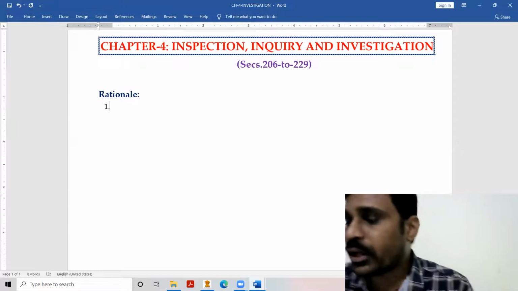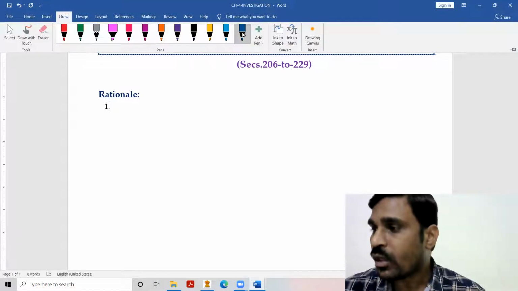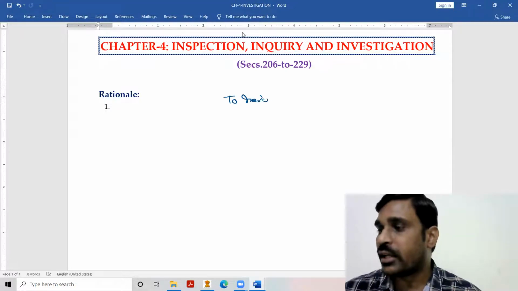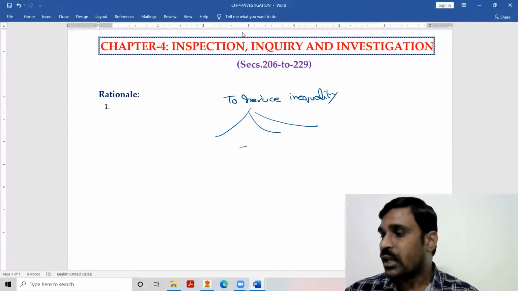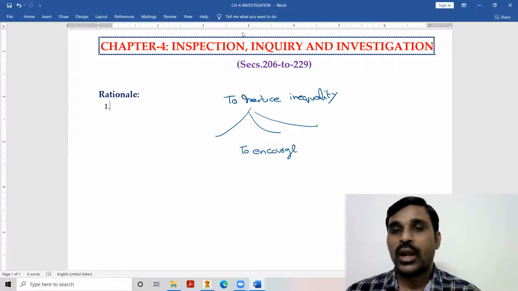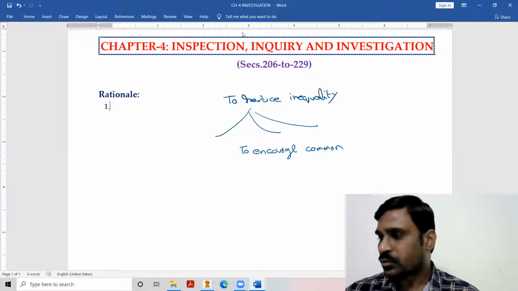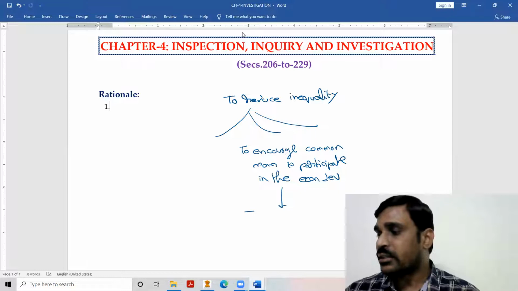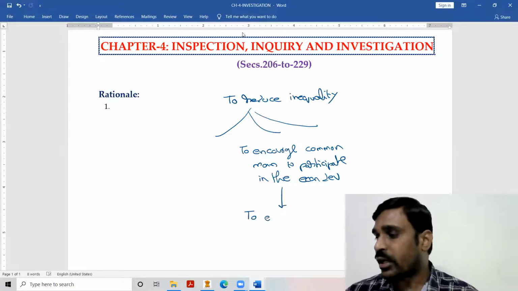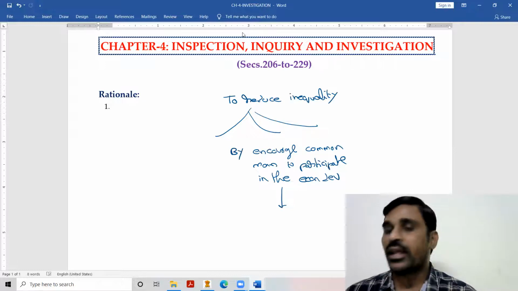So what is the ultimate goal of the government? To reduce inequality. To reduce inequality, the government has taken various steps. One of the steps is to encourage the common man to participate in the economic development of the country. How will you do that? By encouraging the common man to participate in the economic development of the country, we reduce inequality.